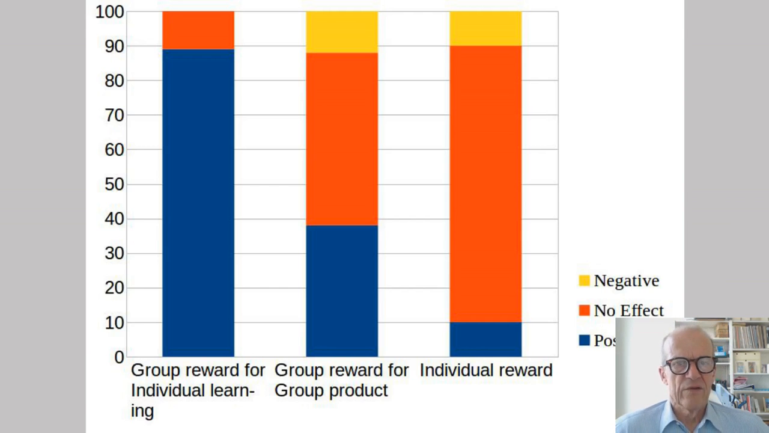Well, as you can see here, the blue columns are the positive outcomes.